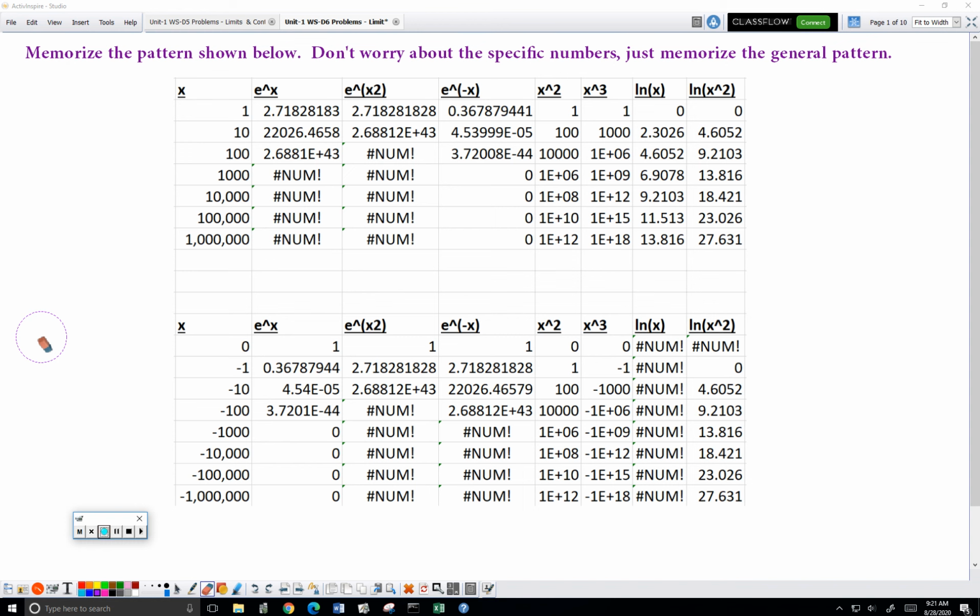Logs, though, the natural log of 1 million is the whopping number 27. Okay? So you must memorize the pattern of growth. Also memorize that natural log of 0 is undefined. Natural log of any negative number is undefined, so there's nothing here. Here I'm squaring the log, so that ends up being the same as this one. Questions?